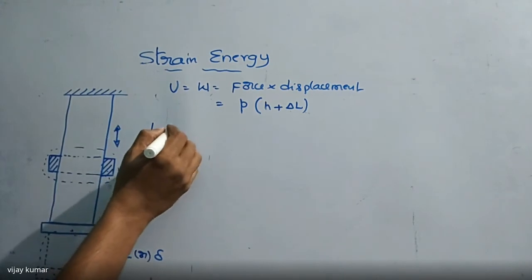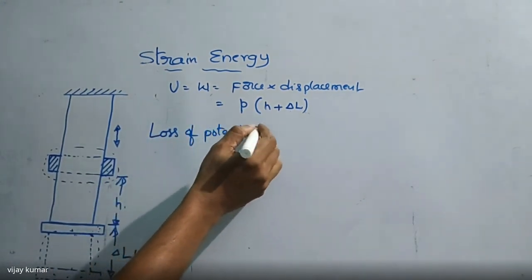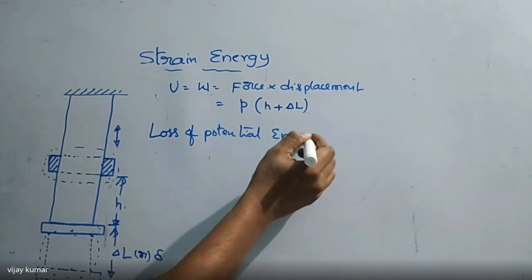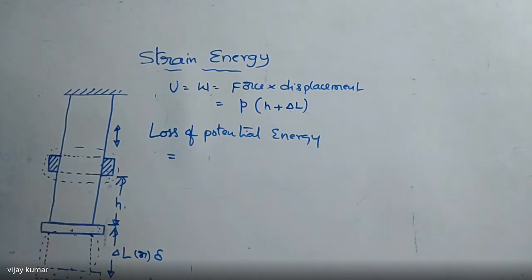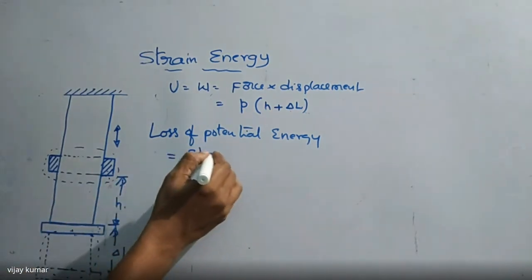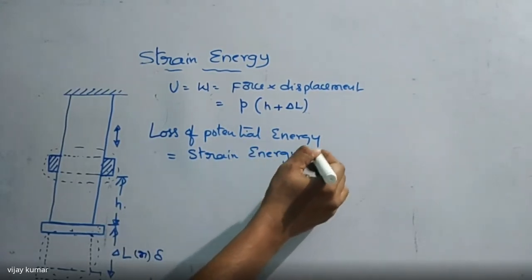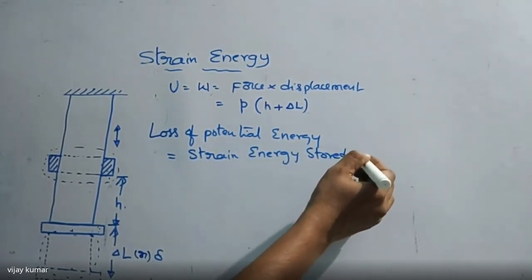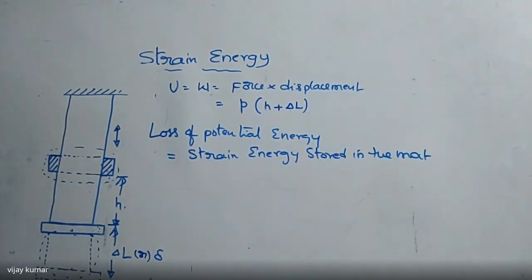Loss of potential energy is equal to strain energy stored in the body, strain energy stored in the material. Do you get my point or not? Right? Do you get it?